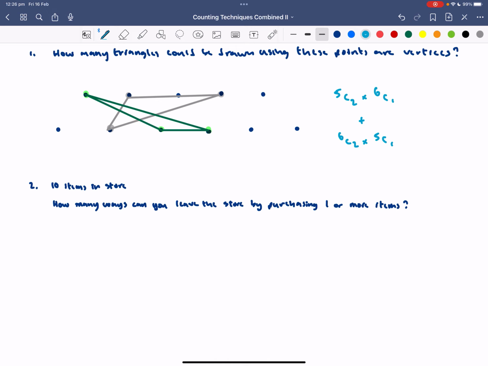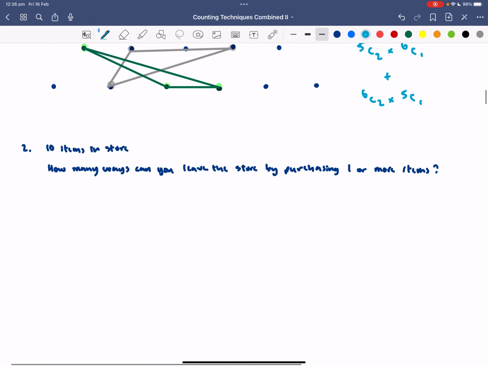So remember, I did this in class with you. I basically said from the 10 items, you could choose 1. Or from the 10 items, you could choose 2. Or from the 10 items, you could choose 3. All the way up to 10 choose 9. Or from the 10 items, you could choose 10.